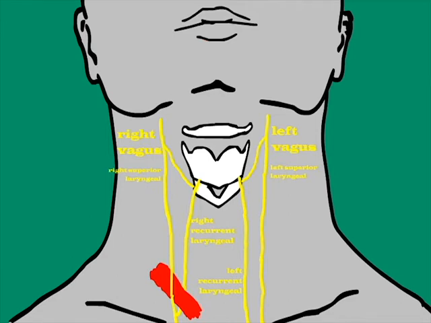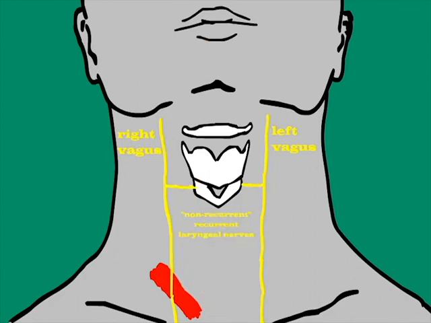Most of the injuries are going to happen because of variations. For example, the recurrent laryngeal might travel anterior instead of deep to the inferior thyroid artery, or it might be intermingled, or it might be not even recurrent at all, a non-recurrent recurrent laryngeal.